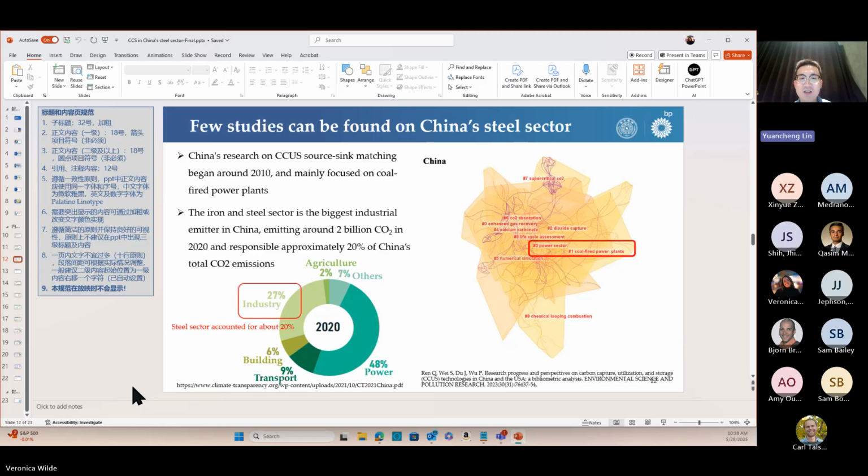We also conducted a brief literature review of previous studies, and we found that few studies can be found on China's steel sector. Most studies just focus on coal-fired power plants, and few studies can be found on the steel sector. So this also emphasizes the importance of this study. Okay, next slide.